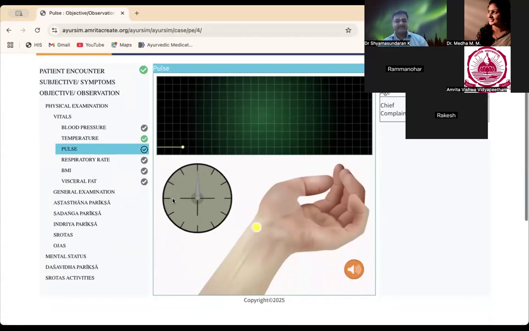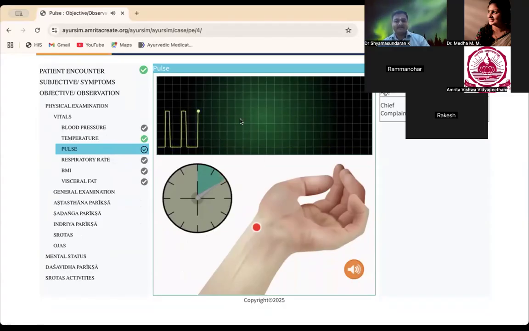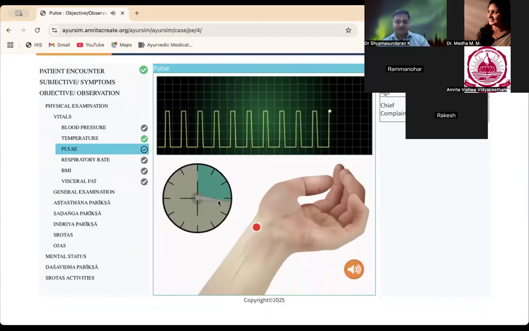The pulse. See, when you're checking the pulse, it is important to see where exact point you have to hold. Once you hold, you will also see the pattern, how the pattern is. That picture is very clearly seen. And how long should you check the pulse? That is also given here, the clock.